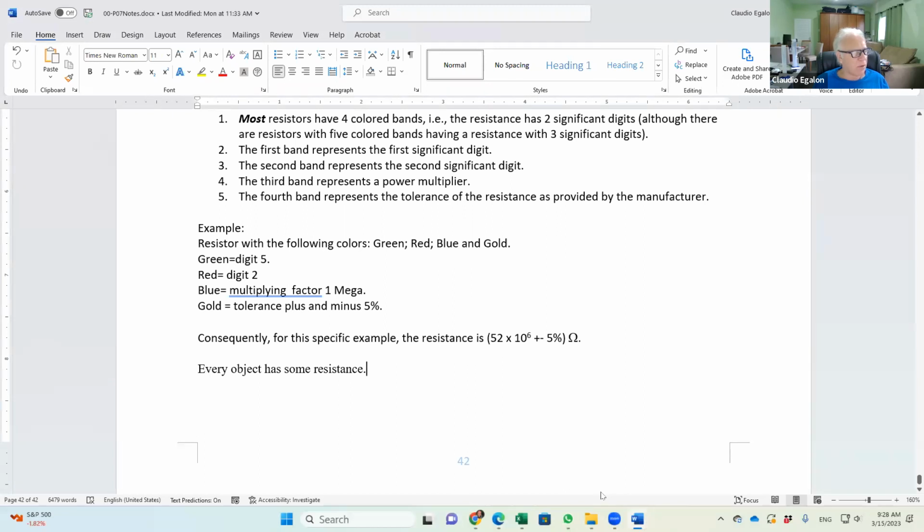Every object has some resistance. Okay. Dielectrics have higher resistances. Resistance to the flow of charge. Okay, don't forget, to the flow of charge. And conductors have lower resistance values.